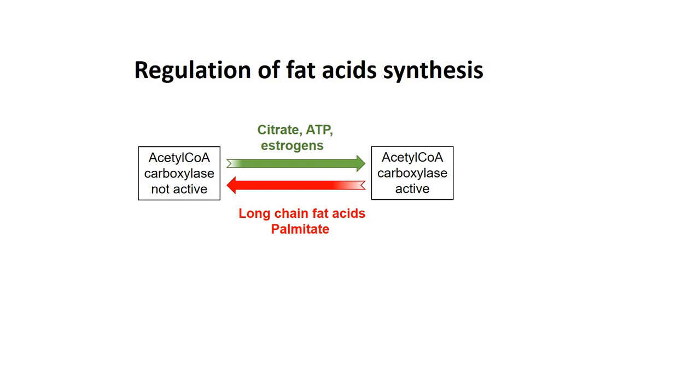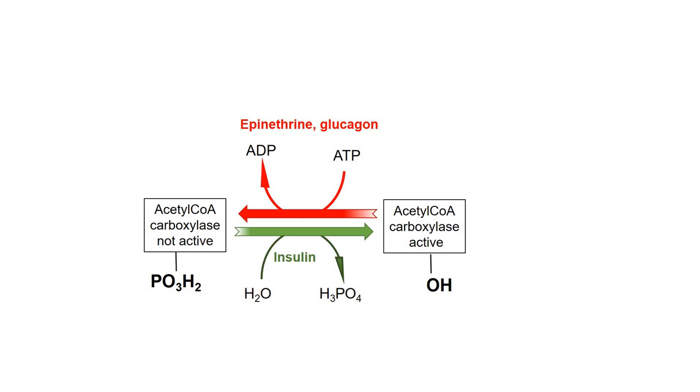Palmitate, as the final product of fatty acid synthase action, inhibits acetyl coenzyme A carboxylase. Also, fatty acid formation may be inhibited by other long chain fatty acids that enter together with nutrients. Another mechanism for acetyl coenzyme A carboxylase regulation is covalent modification.